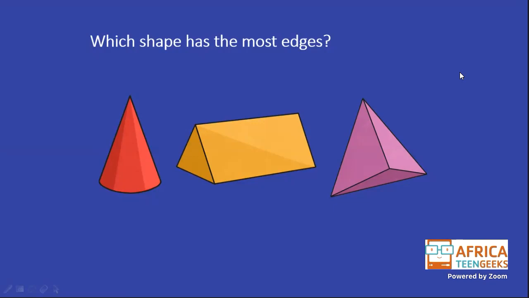Which shape has the most edges? Come, I want to see who's quick. No answers yet. You can't just say the first one, the last one. I want the name because it's important that you guys know the names of these shapes. Ethan said the triangular prism. Let's see what the rest of you say.